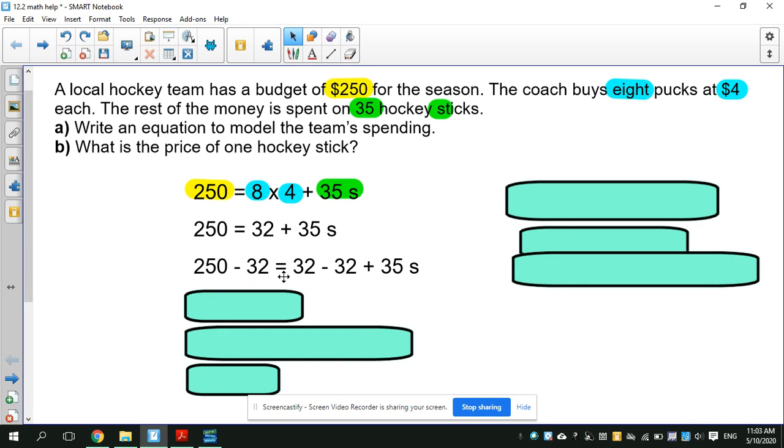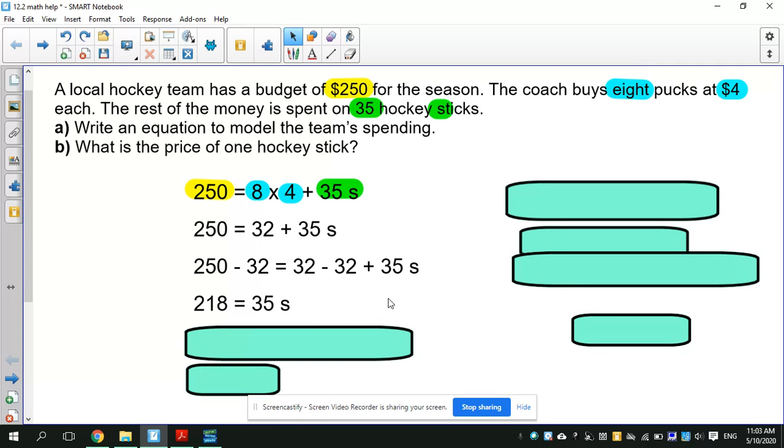But remember, whatever I do to one side of the equation, I must do to the other side to make sure it's balanced, because algebra is all about finding balance. So 32 take away 32 is 0. That gets rid of it. And then I also have to subtract 32 on this side of the equation, which leaves me with 218. And then we still have our 35s on this side.